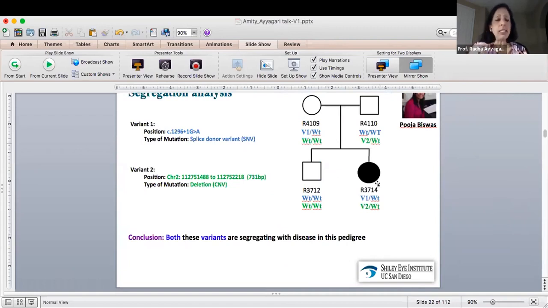All the genetic studies I'll be talking about today were carried out by my graduate student Pooja Biswas. She performed all these analyses.